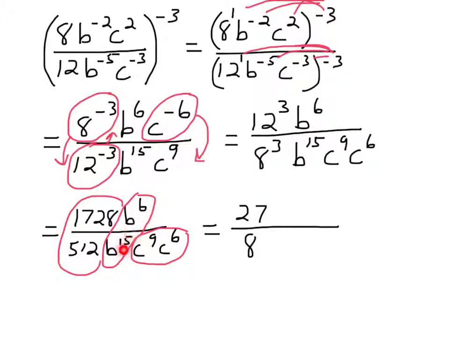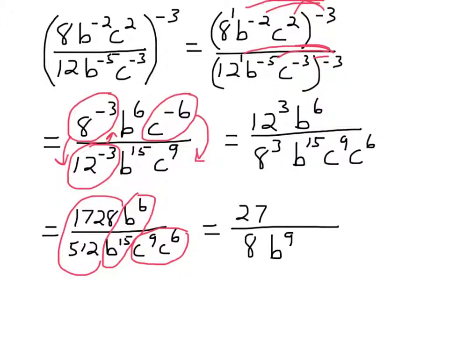Now remember, the key thing to remember when you're combining bases where one's in the numerator and the other in the denominator is subtract the smaller power from the larger. So 15 minus 6 would be 9. And then put the answer where the larger power is. So that would be the denominator. So we're going to have a b to the 9th in the denominator.